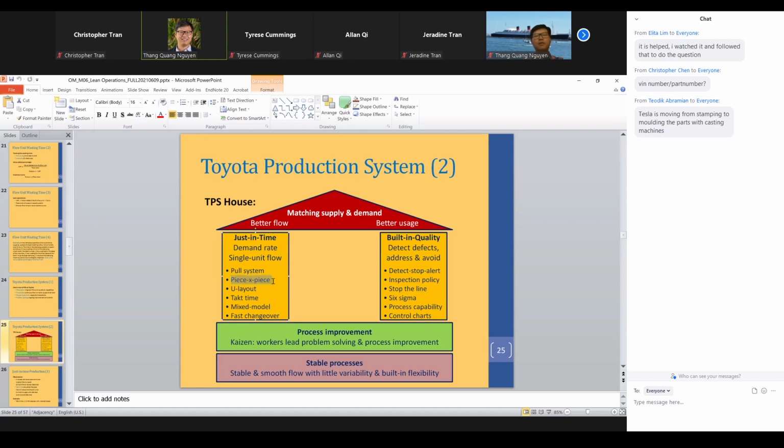So that's in the Toyota production system. They try to do piece by piece or car by car. So that station only needs to work on a car at a time, right? There's no more inventory going on. Okay. The U layout is another important concept. I will talk about that. The takt time is a new concept. We also have to learn that too. I would like to talk about the mixed model and the fast changeover here. So in a modern car factory, right, they do not produce only one car model. Normally they build multiple models on the same assembly line.